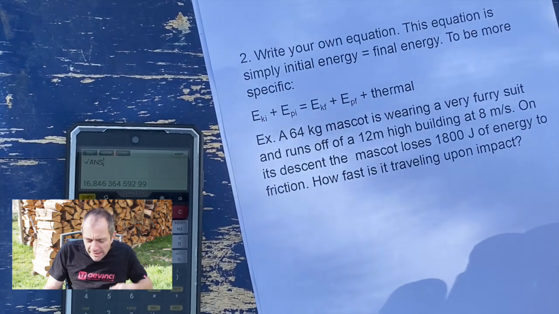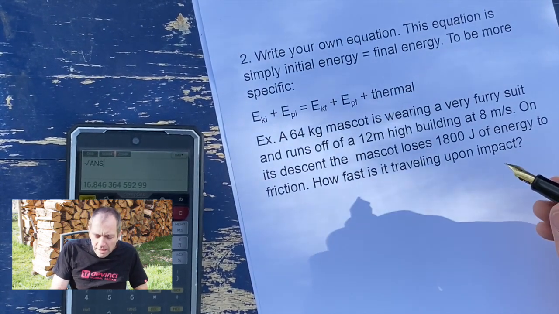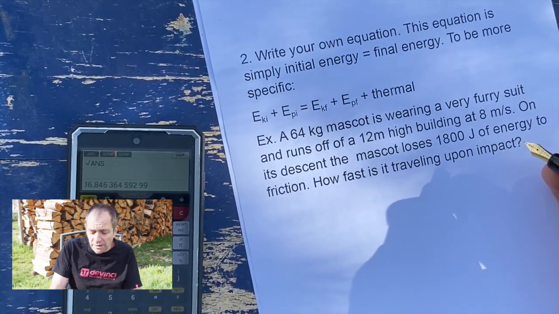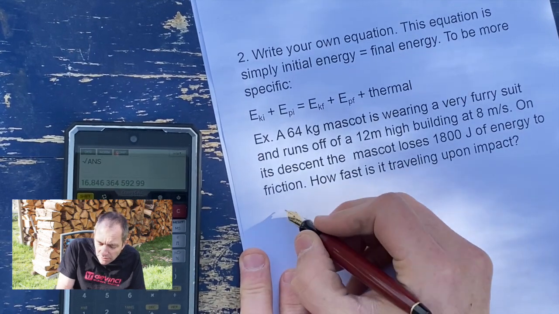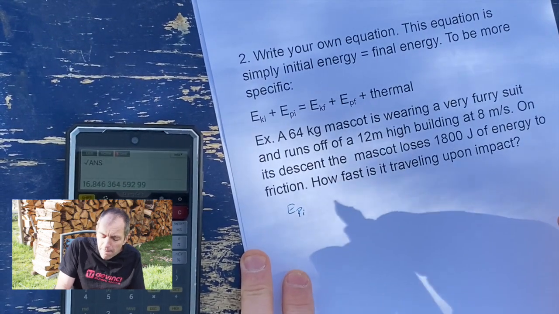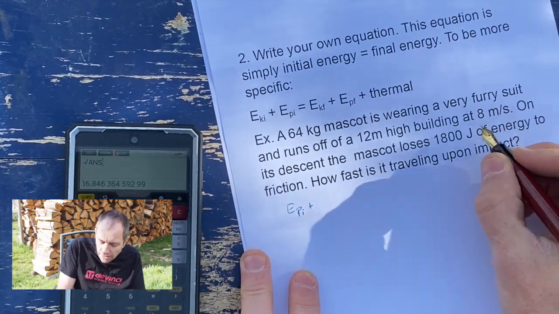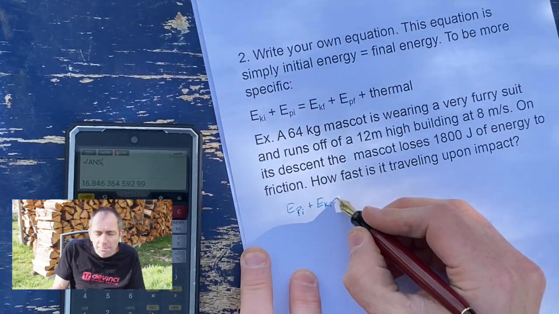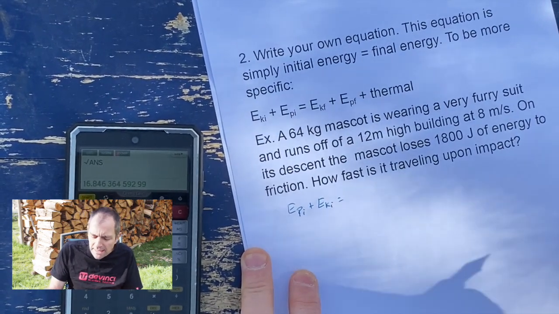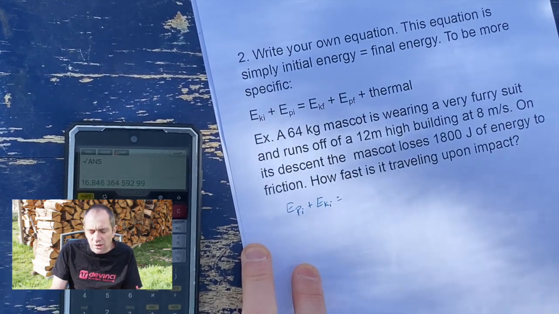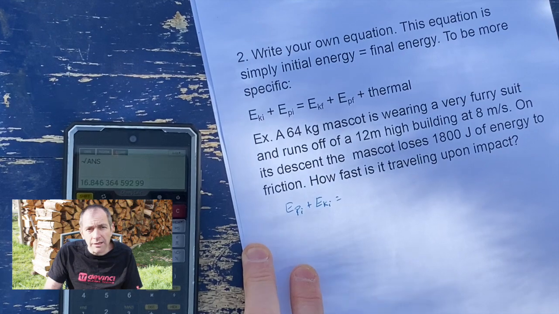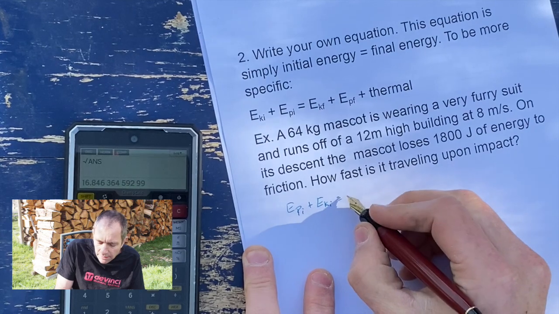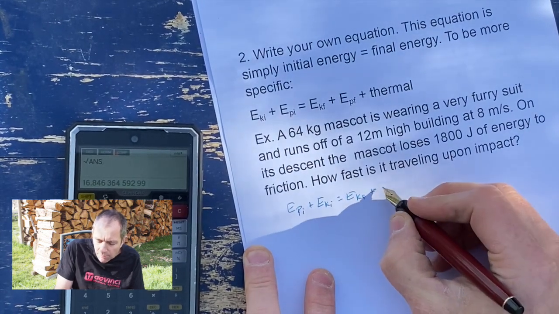All right, let's think about the mascot. I hope you can hear me through this. So a 64 kilogram mascot. Well, he's on a 12-meter high building, so the mascot's got potential energy. The mascot is running, so the mascot has kinetic energy. And then as the mascot descends, he's losing potential, and you think to yourself, where is that potential energy going? Well, it's going into kinetic energy. It's also being converted into thermal energy because of friction. So we're going to have this, EK final plus thermal.